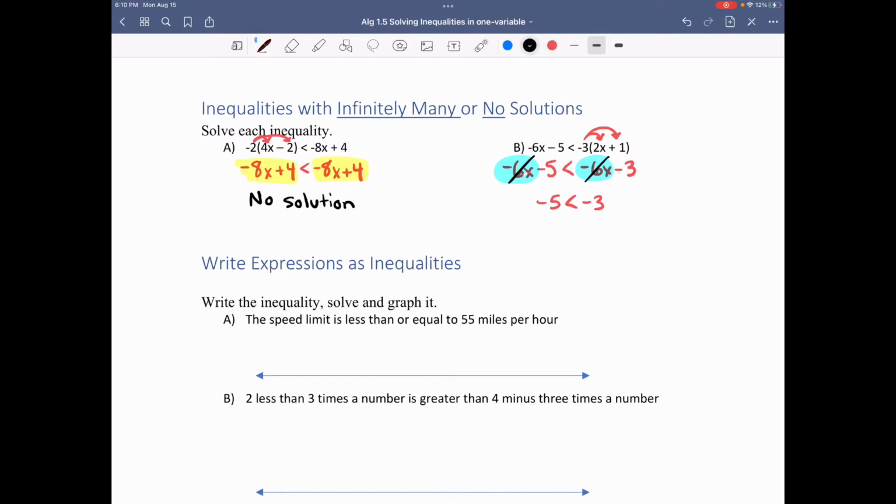So let's go back and do that. If we were to cross out the -8x's, that would say that 4 is less than 4. Well, that's never true. But in this case, -5 is always less than -3. So it has infinitely many solutions.